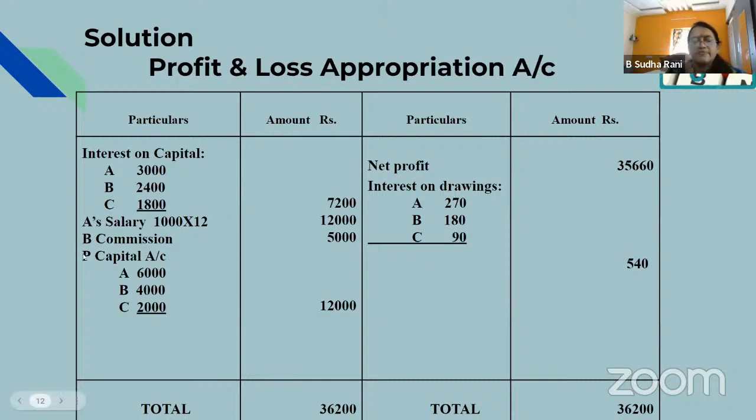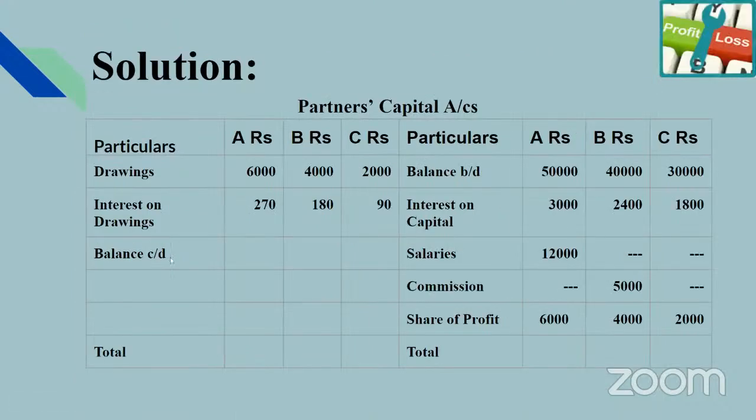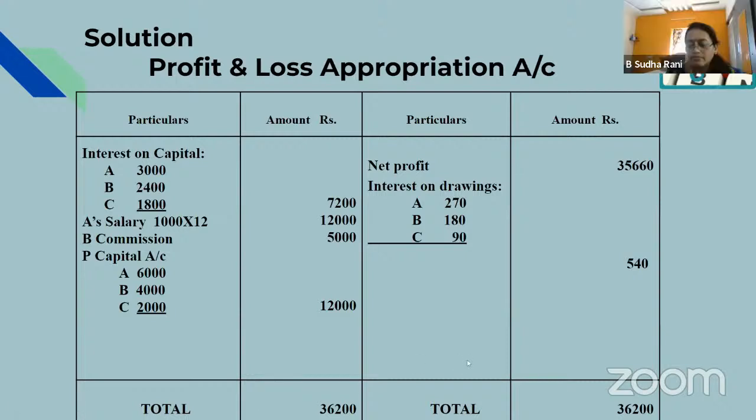Now, if you forget this part, see, on the credit side, 35,660 plus 540, you will get 36,200. On the debit side, 7,200 plus 12,000 plus 5,000, if you do these three, you get 24,200. So credit is 36,200, debit is 24,200. The difference is 12,000.